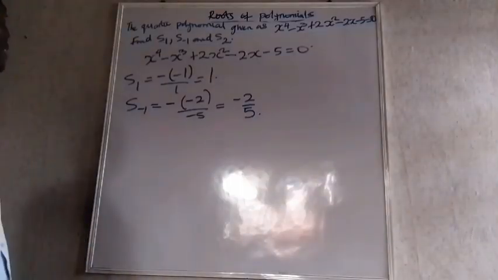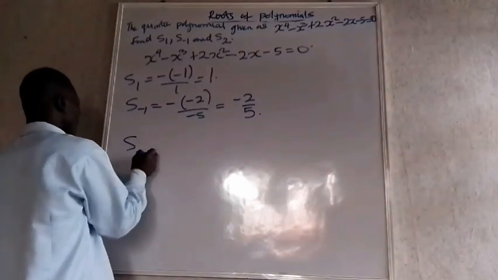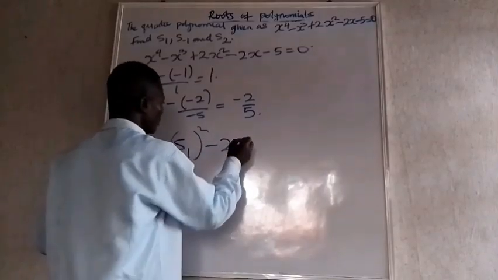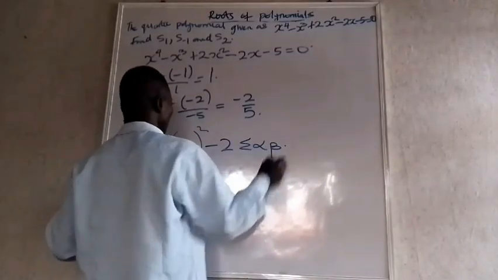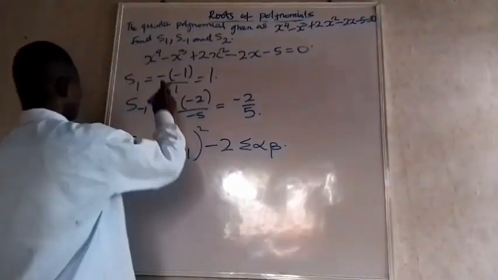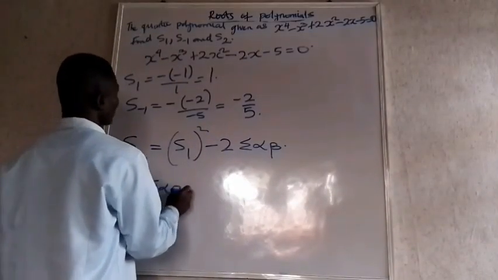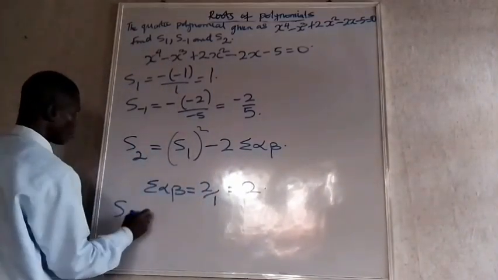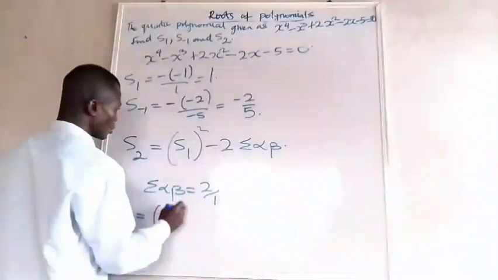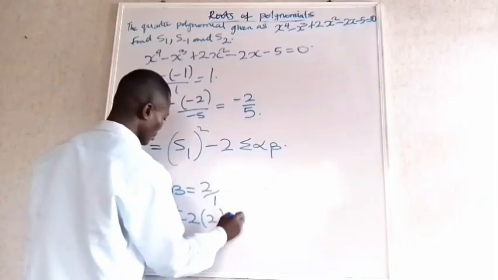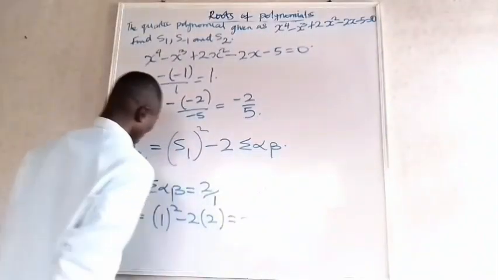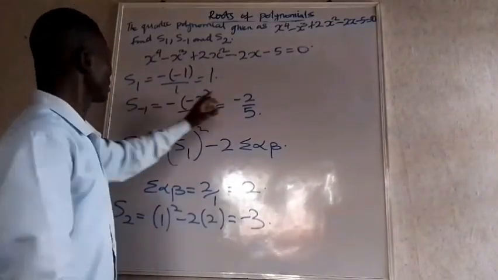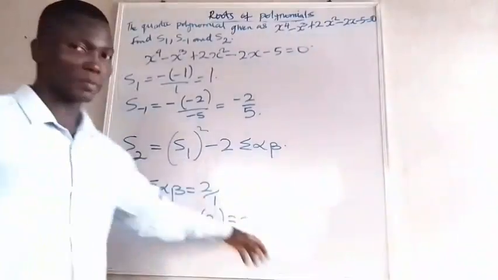Now we also have to find s2, and that is s1 squared minus 2 summation alpha beta. So what is summation alpha beta? It is equal to 2 over 1. So s2 will be equal to 1 squared minus 2 into 2, which is minus 3. So we have s1 is 1, s minus 1 is minus 2 over 5, and s2 is minus 3.